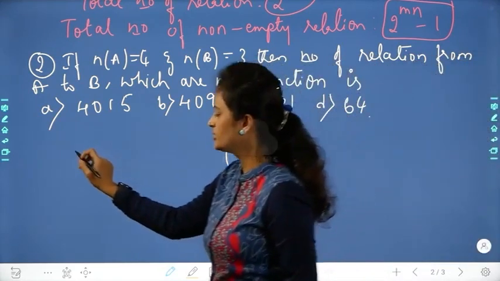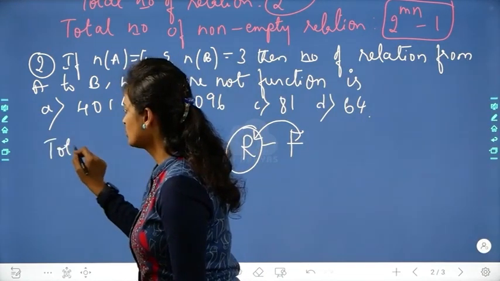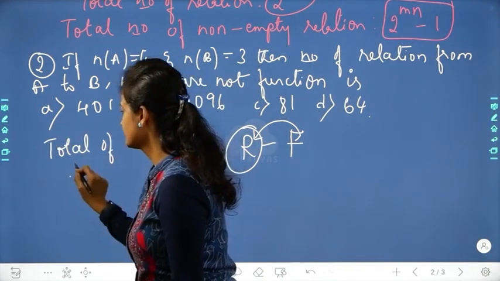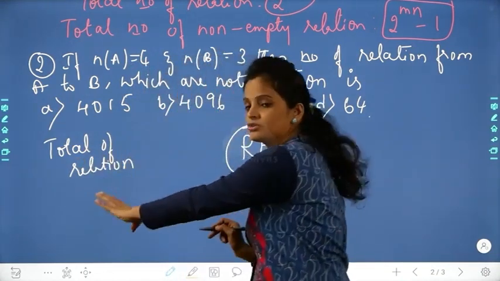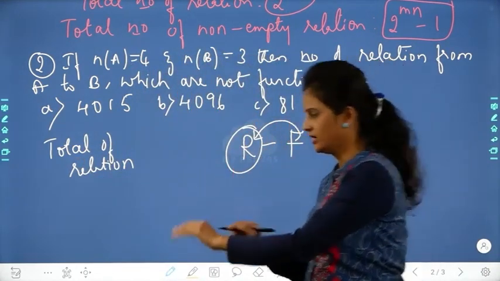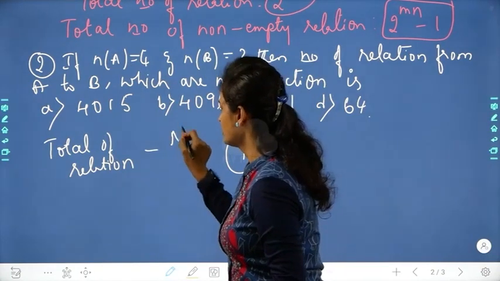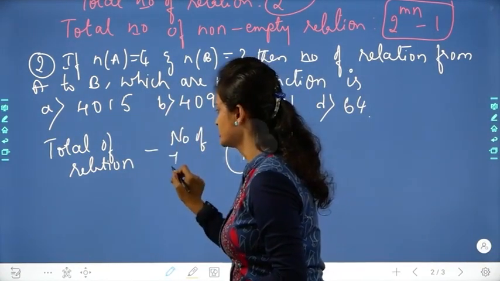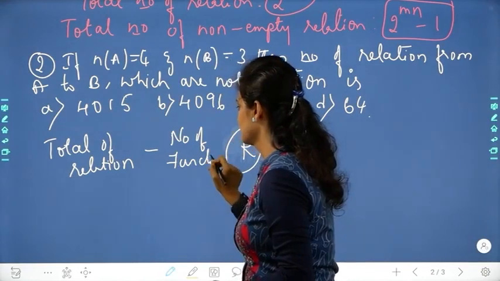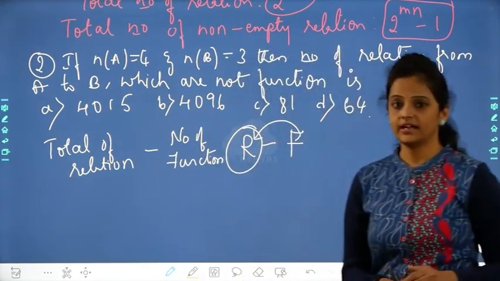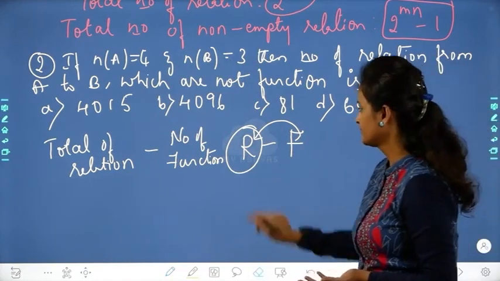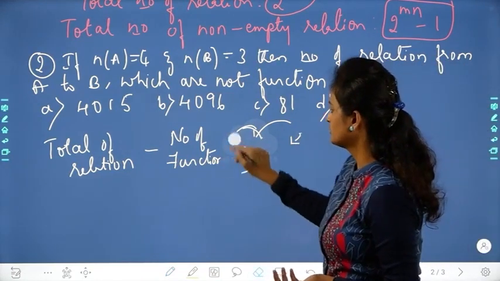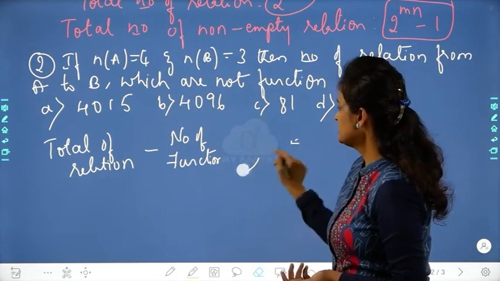So what I am doing here is taking the total number of relations, and functions are also included. So I am subtracting the number of possible functions from this. Then I'll get the number of relations which are not functions. Correct? This is what we have to do. Now tell me the answer.